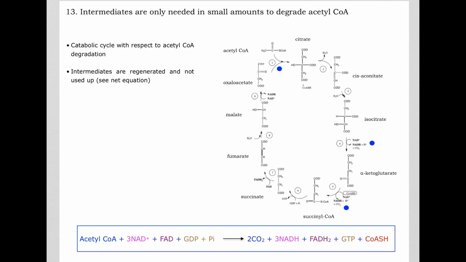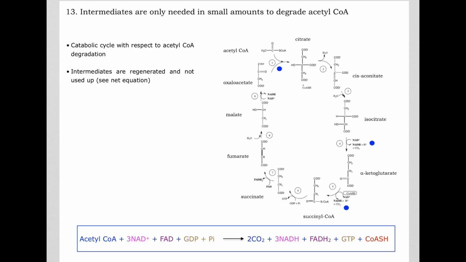Some other important points to note about the Krebs cycle: as far as breaking down acetyl-CoA into carbon dioxide, it is a catabolic cycle. So we are using oxidizing agents to break down acetyl-CoA into carbon dioxide. The intermediates are not used up, they're regenerated. As you can see from the net equation, none of these intermediates, oxaloacetate, succinate, or whatever, appear in the net equation.